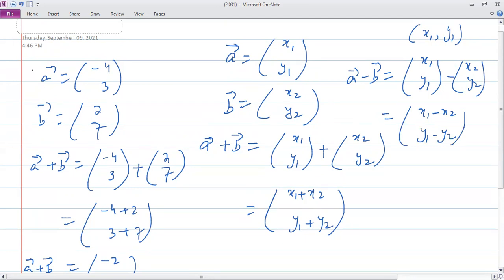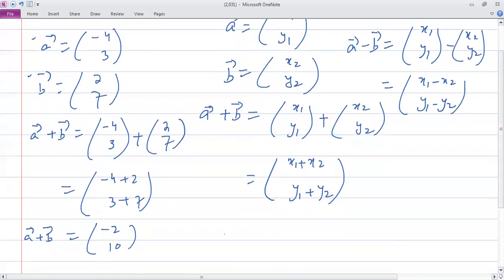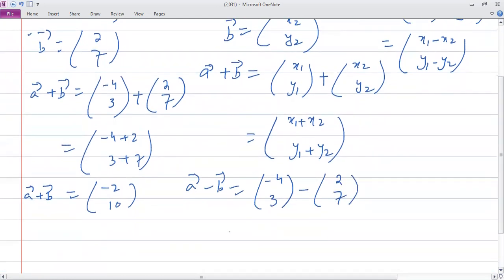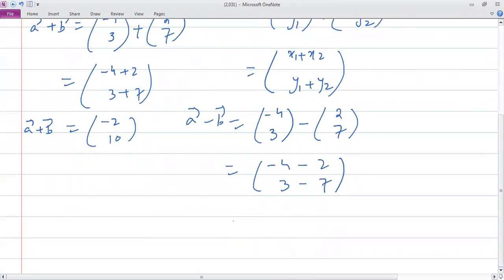So in the same way, for these given vectors, if you have to find A minus B, what will it be? Write the vectors. (-4, 3) minus (2, 7). So what will this become? -4 minus 2, which is -6. 3 minus 7 is -4. So A minus B is (-6, -4). Okay. This is how we add two vectors when they are given mathematically, or how we subtract the two vectors when they are given mathematically.